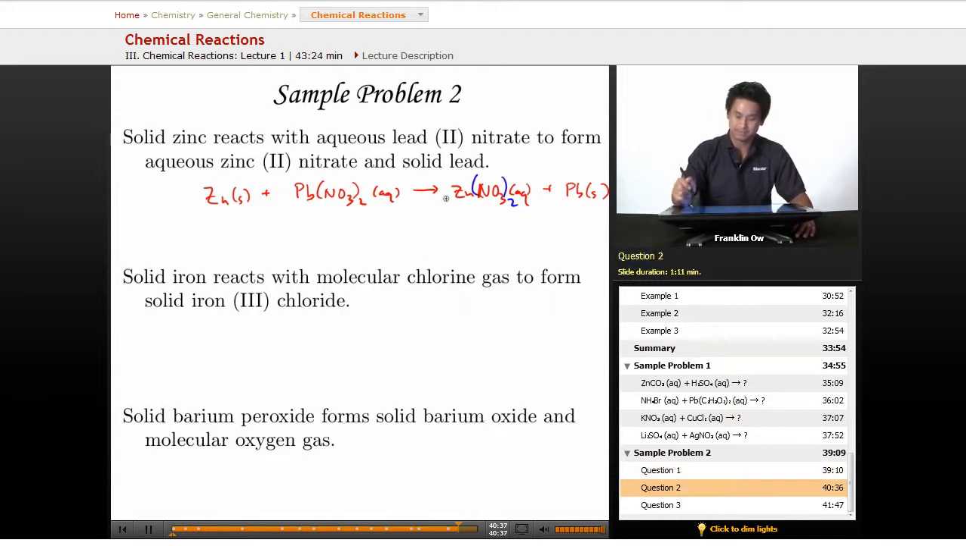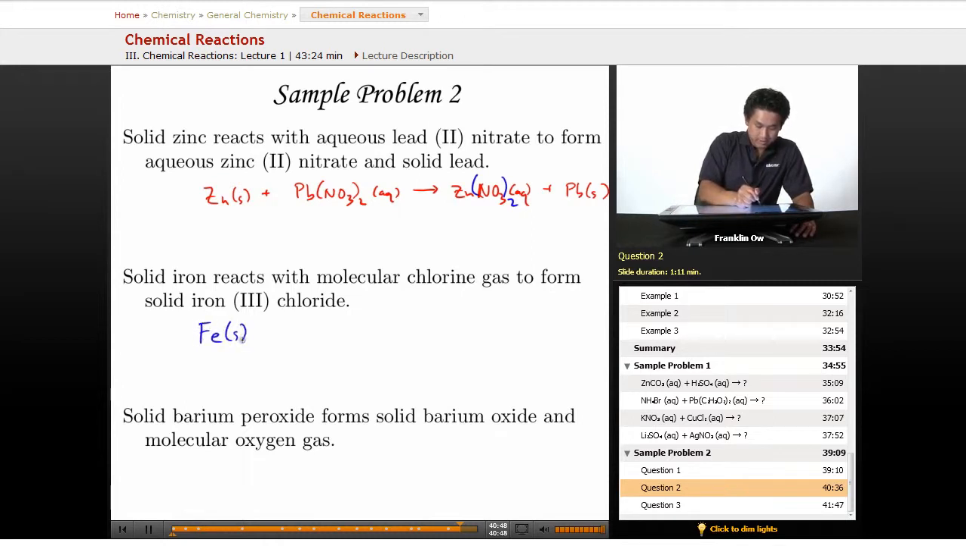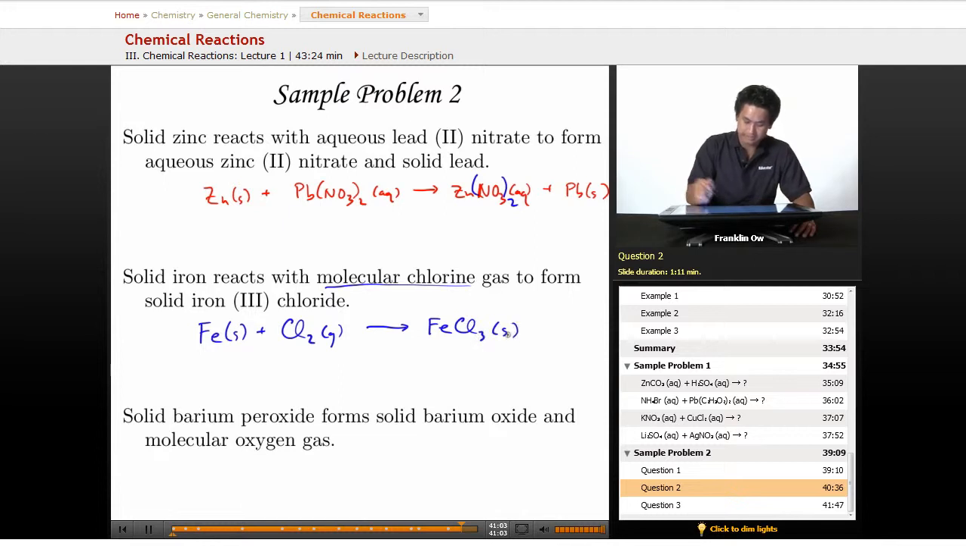Okay, second example, solid iron reacts with molecular chlorine gas to form solid iron 3 chloride. So solid iron reacts with molecular chlorine. Remember what we mean by molecular chlorine? That's going to be Cl2 gas, not just Cl. And that's going to go ahead and form solid iron 3 chloride, FeCl3 solid.